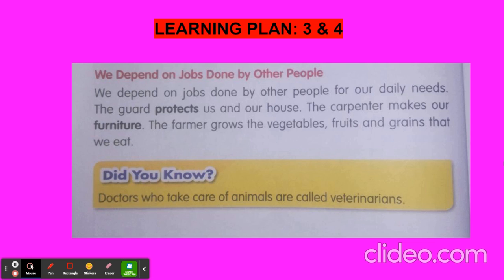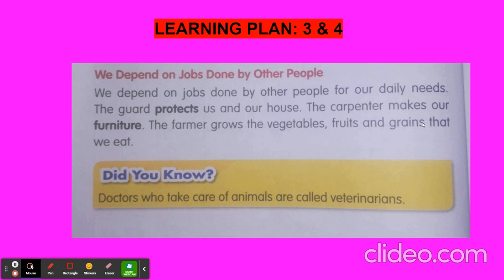We depend on jobs done by other people. For example, we depend on the servant, right? The servant has to come home and clean the vessels and our clothes. So we depend on the servant, and she depends on us, because we pay her money for her job. So we depend on the jobs done by people, and we also need them.